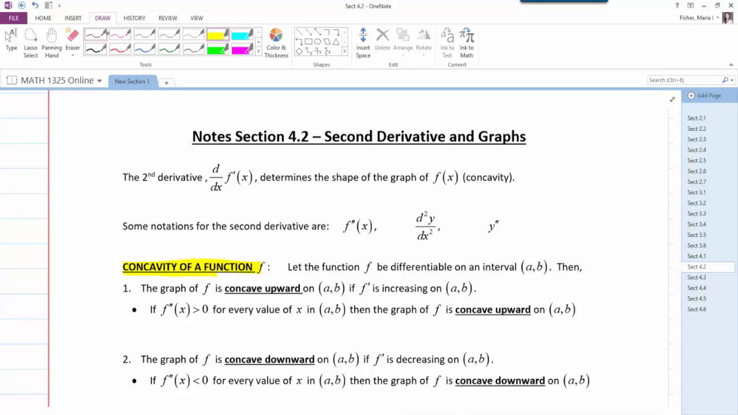So the second derivative is just the derivative of the first derivative. And again, it helps us determine concavity. So some notations for the second derivative are f double prime of x, the second derivative of y with respect to x, and y double prime. So again, the second derivative is just the derivative of the first derivative.